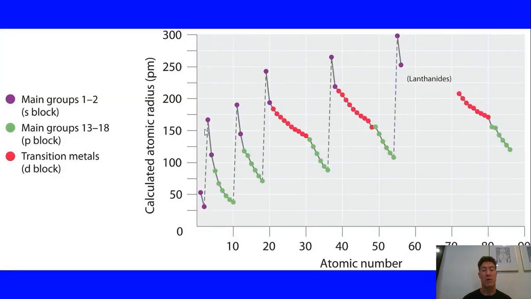And if we graph this, you'll see this. Every time we start a new period, they're bigger, and then here's group 1, group 2, and as we go across, they get smaller and smaller until we get to the noble gases. Restart the group, smaller and smaller until we get to the noble gases. So you see this very obvious pattern of decreasing atomic size as we increase the nuclear charge across a period.